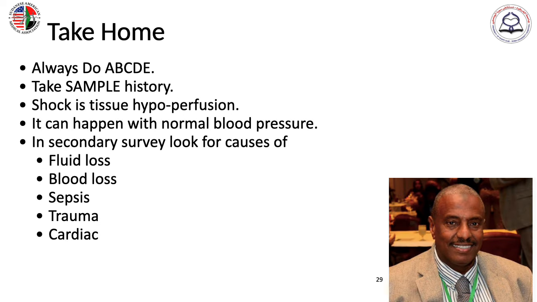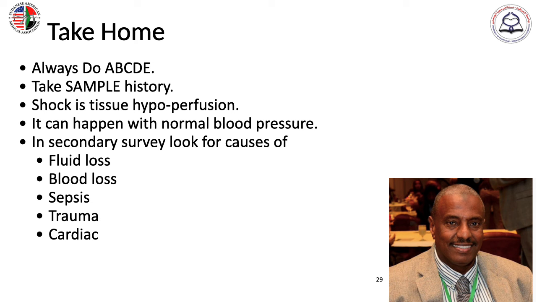Take home when you are doing the secondary survey in a patient with shock or suspected shock: after you do the ABCD approach, you go through the SAMPLE history, then you elicit features of tissue hypoperfusion. We check that in the brain, in the kidney, in the skin. Shock can happen with normal blood pressure. Drop of the blood pressure means that the tissue is no longer able to compensate.